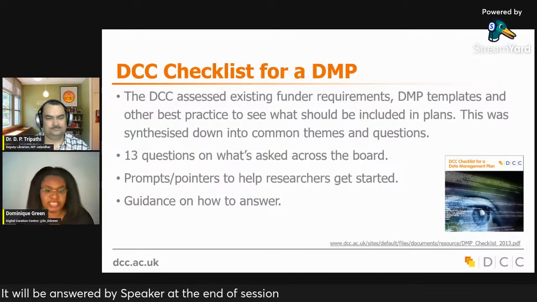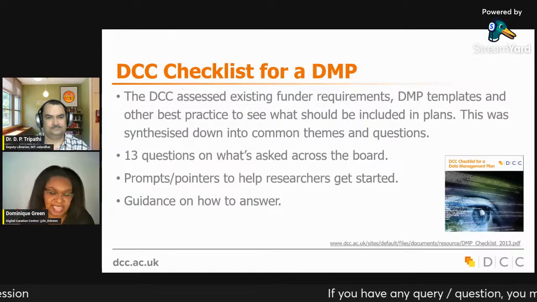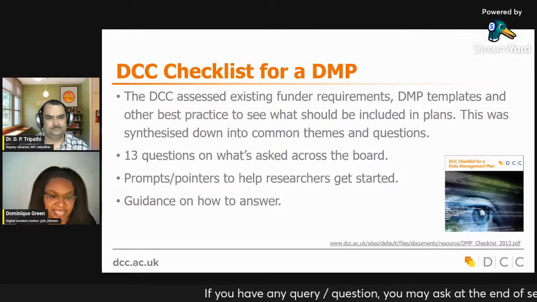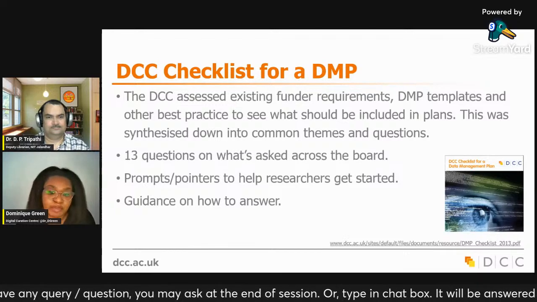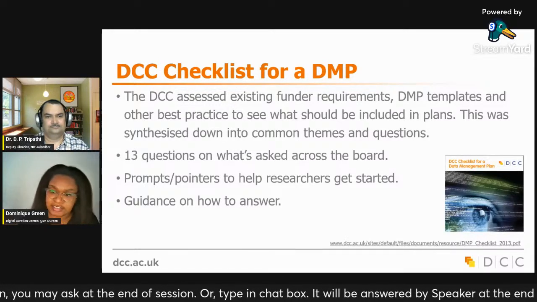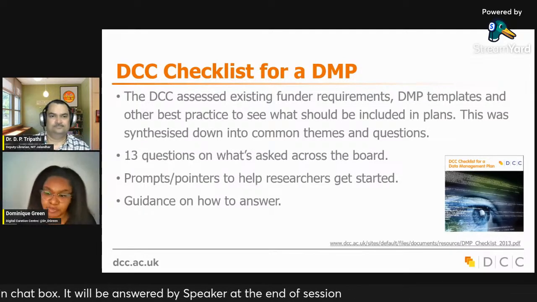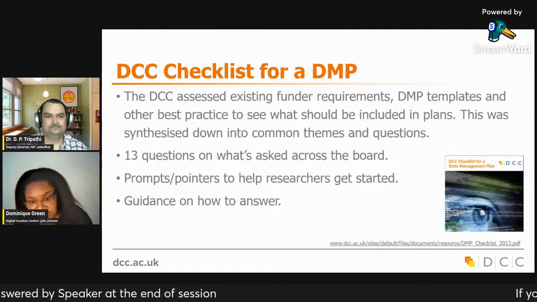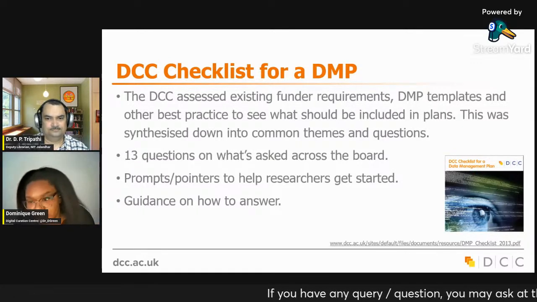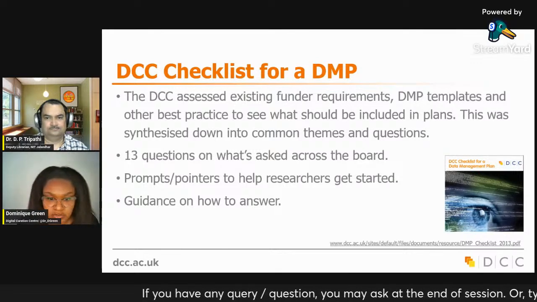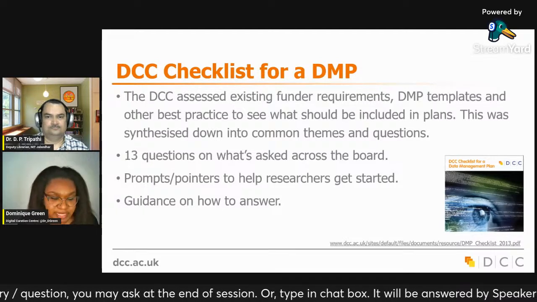And so basically what it boiled down to is 13 questions on what's asked across the board. What was asked by the funders, what is asked in those various data management plan templates, and what's asked amongst different other best practices. So this checklist looks at those 13 questions. It provides prompts and pointers to help researchers get started. And it also provides some guidance on how to answer those common questions. And I really think that it's a really good checklist for researchers in creating their data management plan.